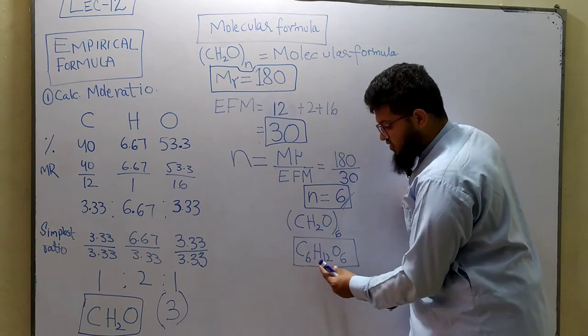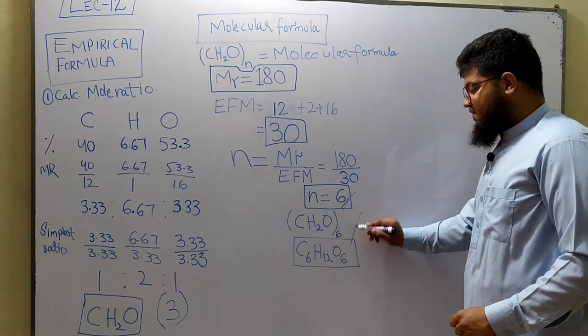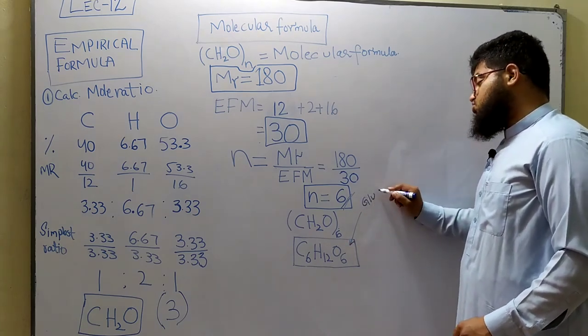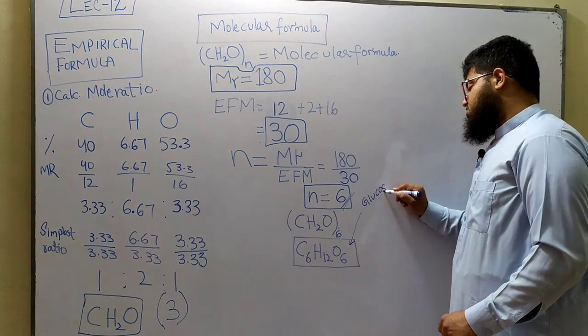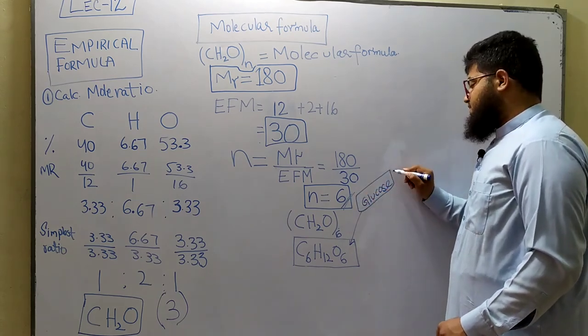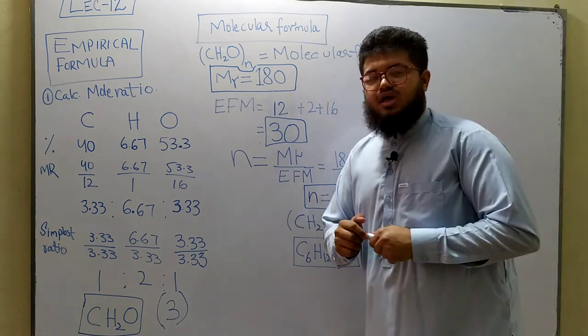So C6H12O6, you guys know what this formula is. This is the formula for glucose. Okay, if you have biology, you must know this formula. This is the molecular formula for glucose, and this is how you convert your empirical formula into molecular formula using molecular formula mass.